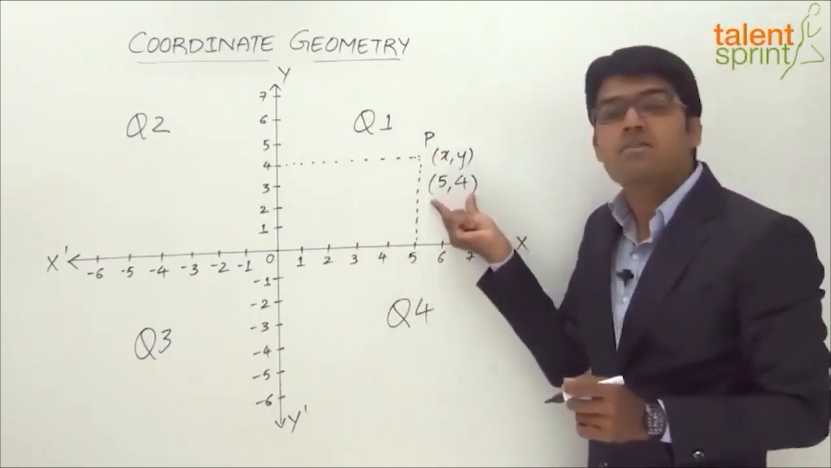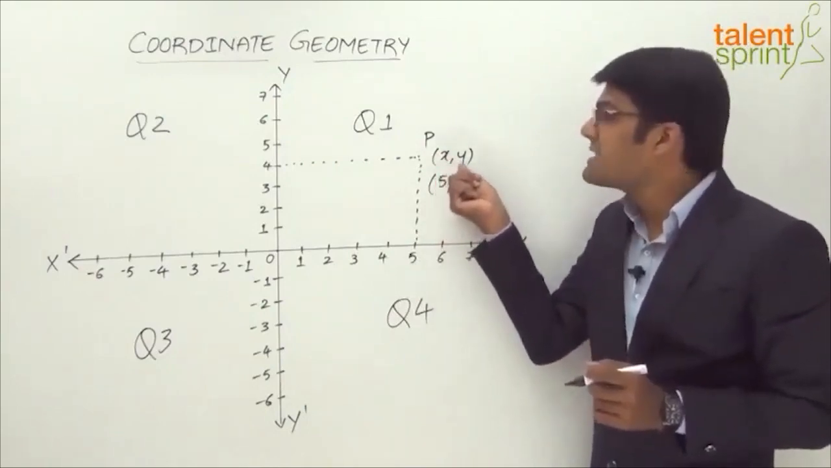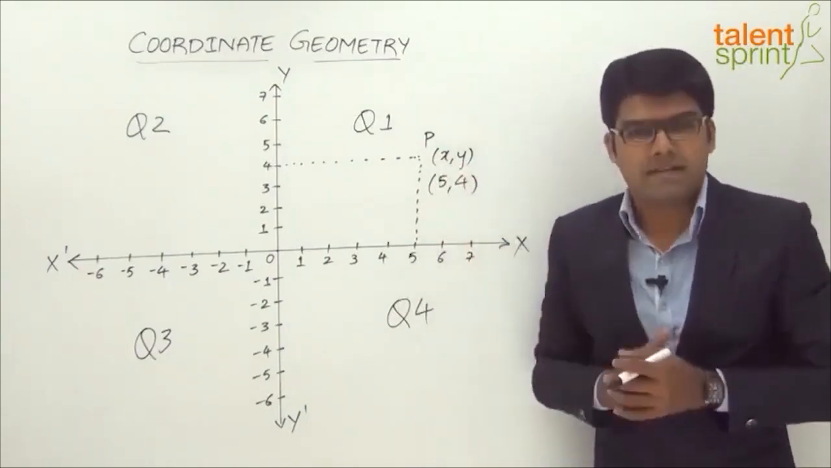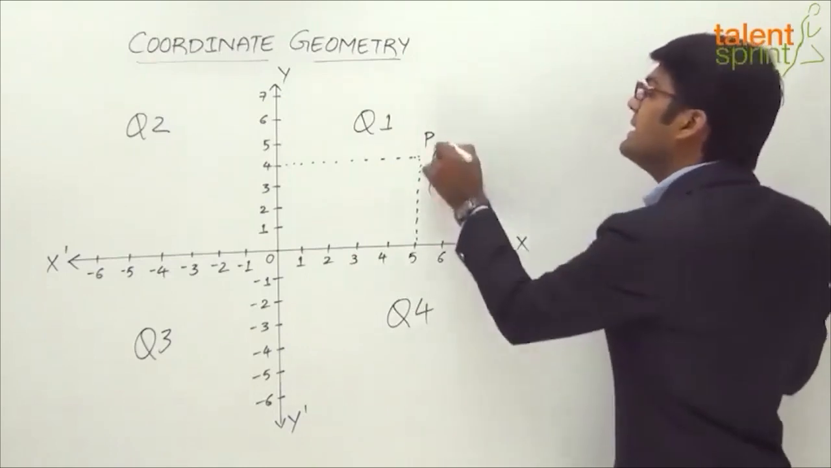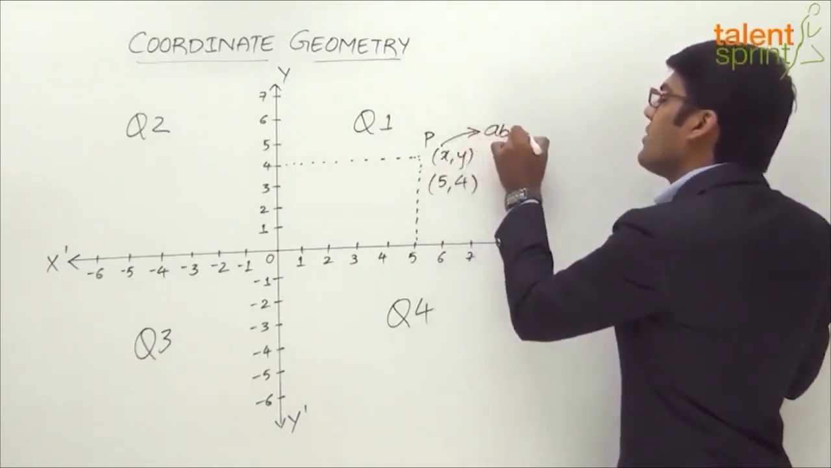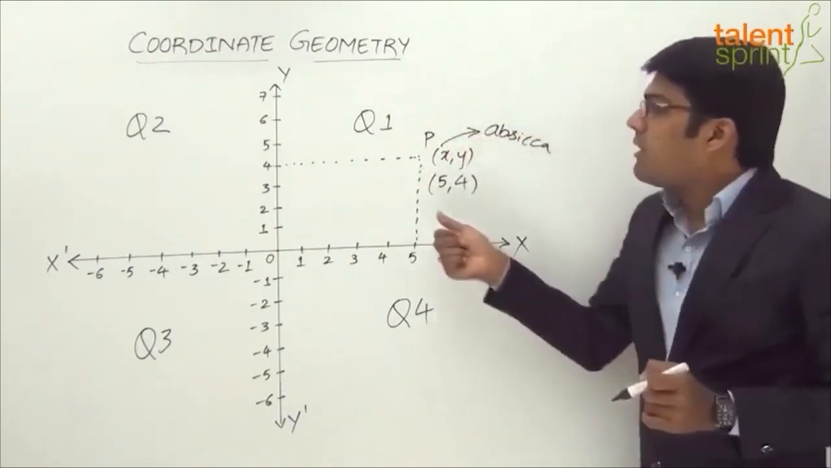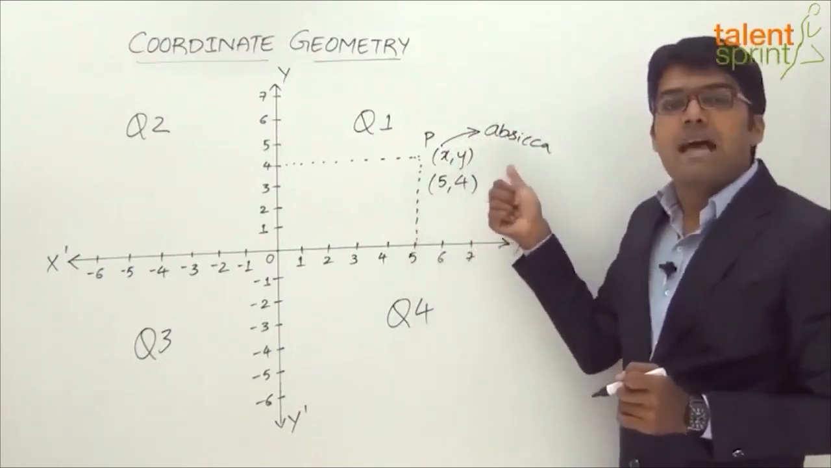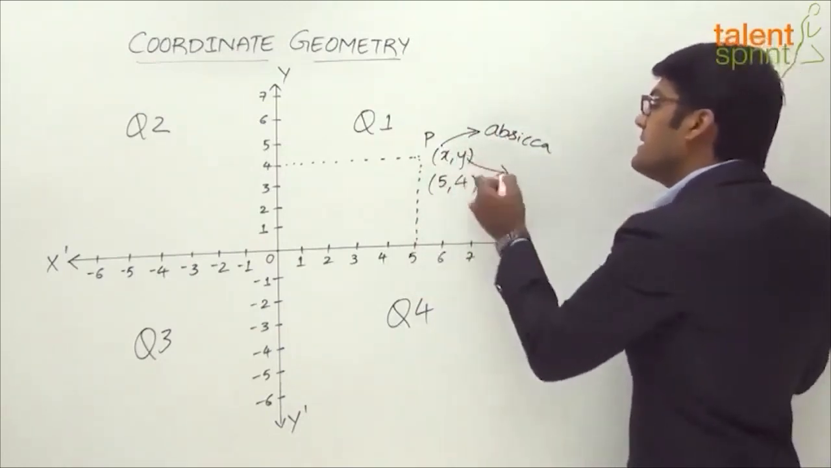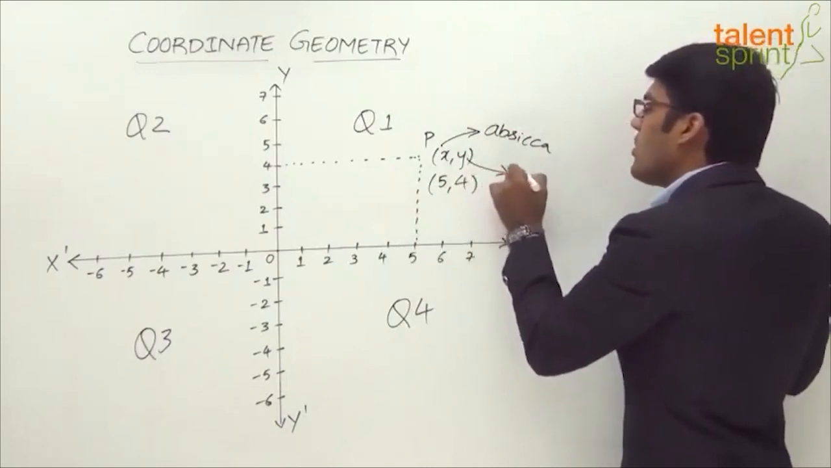So this is known as an ordered pair, and the values x and y are called coordinates. Specifically, x here, or we can say the horizontal distance, is known as abscissa, whereas the vertical distance y is known as ordinate.